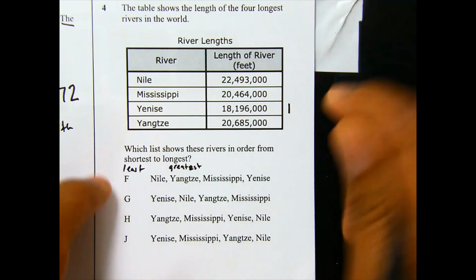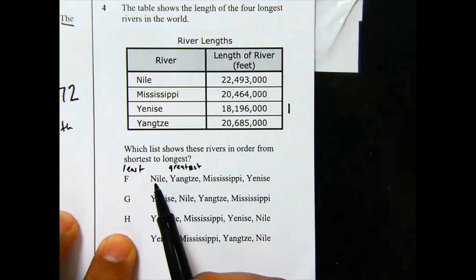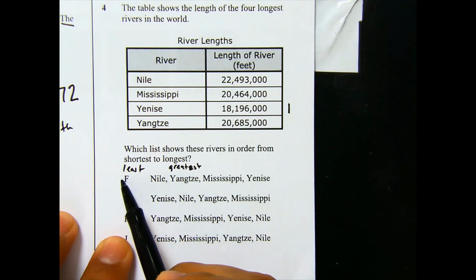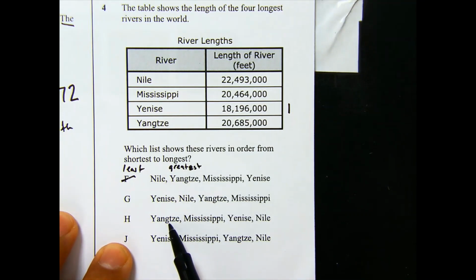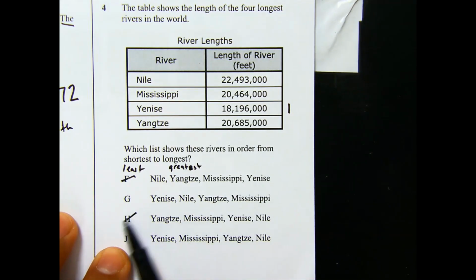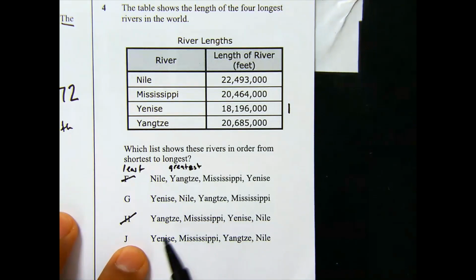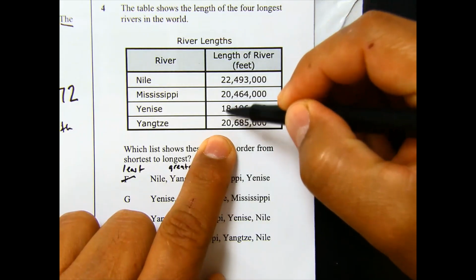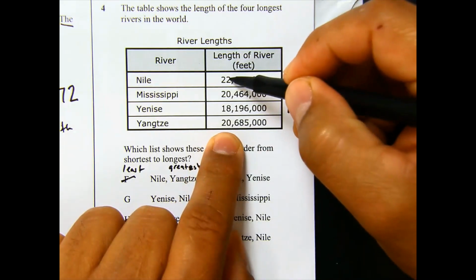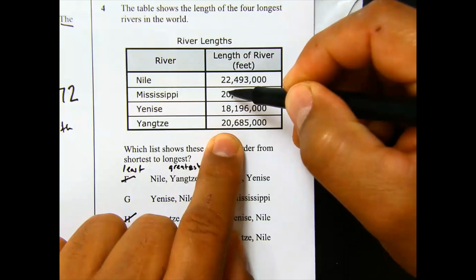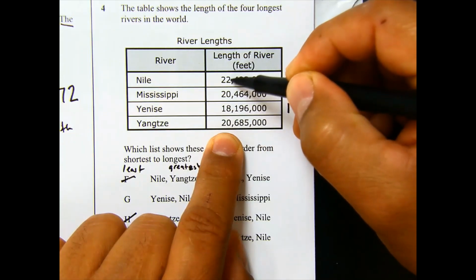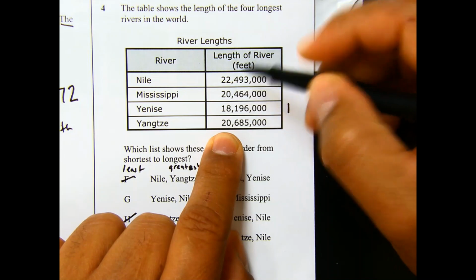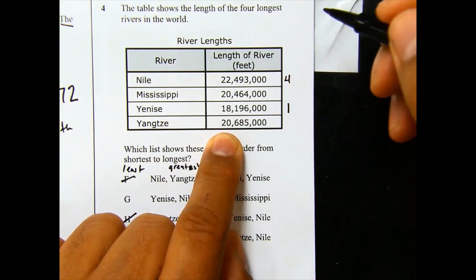So I'm going to put 1 there because that one should be first. So I know that the Nile's not going to be the first one. And the Yangtze is not going to be the first one. All right, so now these all have 20 million, so I go to the millions place. These two have zeros, so I know the Nile is going to be the greatest number, so that would be the fourth one, the last one.